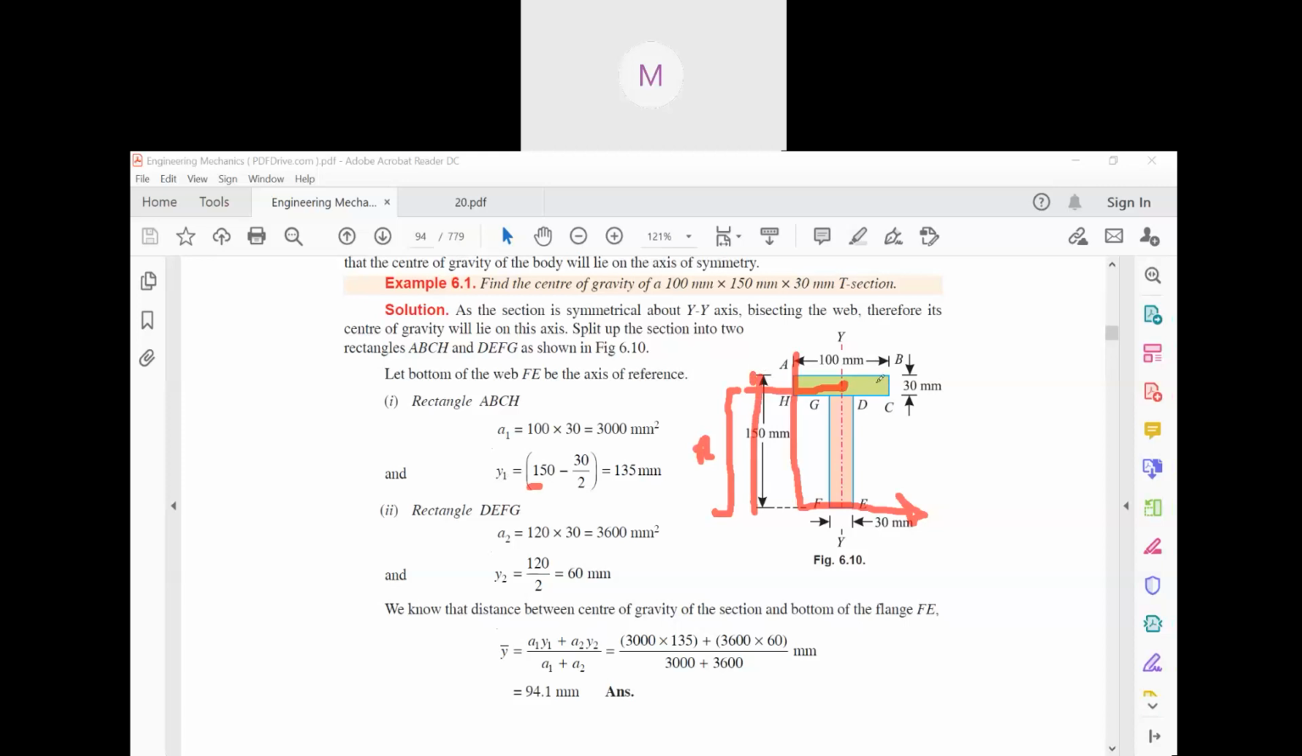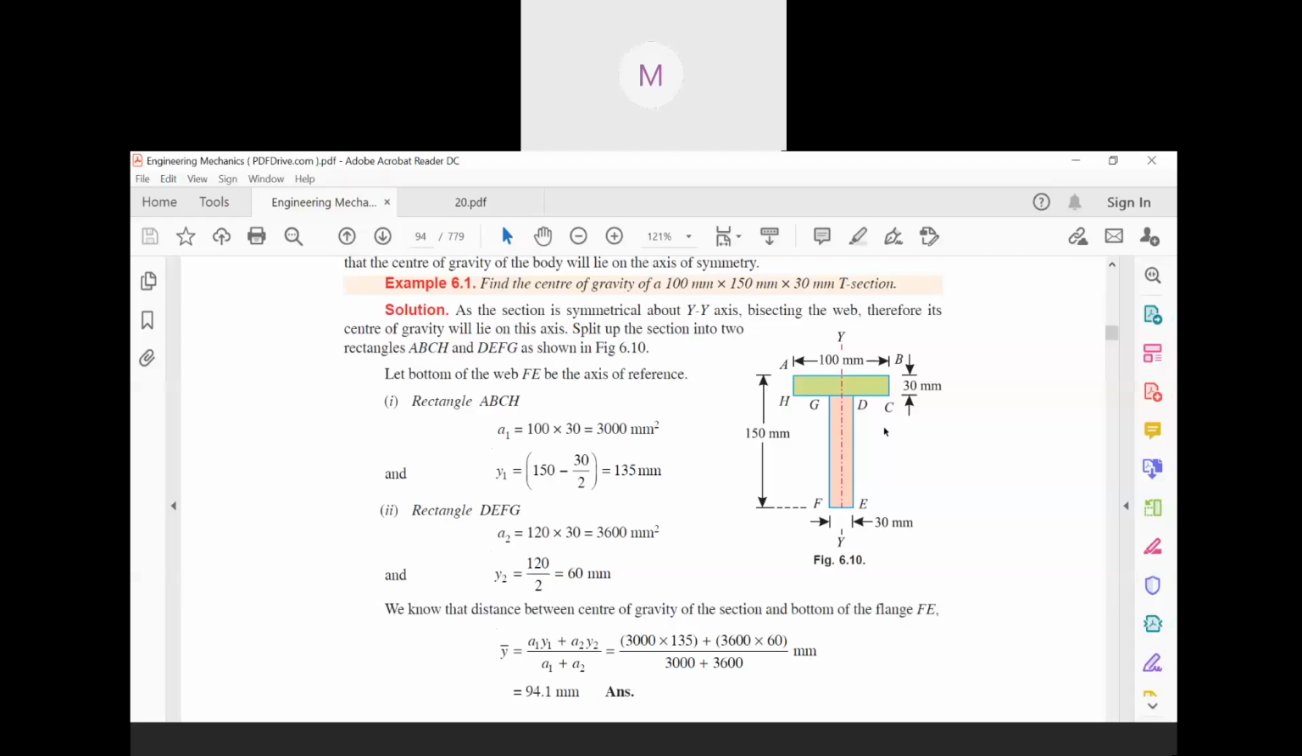Now for this part, we have to find out this. That means if you remove this small part, that means 30 by 2, then only we'll get this distance. No, we'll get it from half of here till the bottom. Is it clear? Are you getting how to find out the distance here?